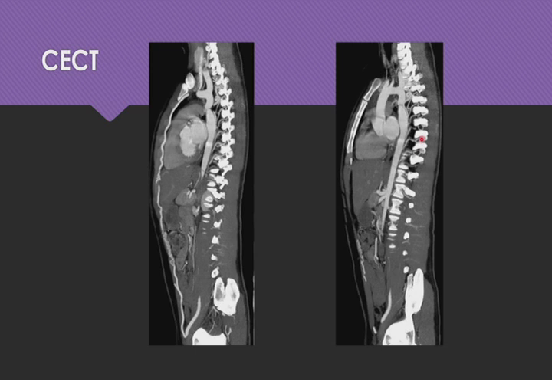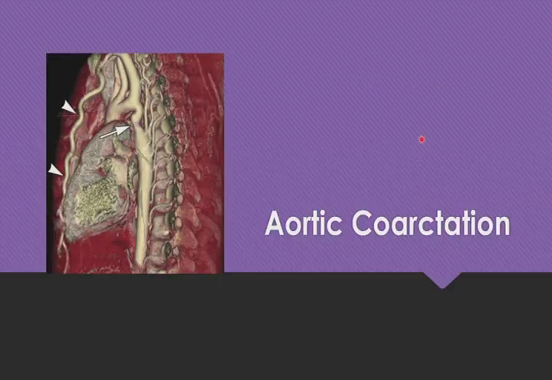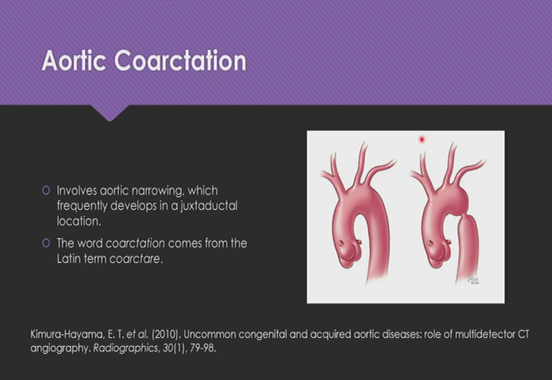So with all these findings, the diagnosis was an aortic coarctation. Okay, aortic coarctation involves an aortic narrowing, which frequently develops in a juxtaductal location. It can also extend to the aortic arch or even distally. The word coarctation comes from Latin coarctare, which means to contract.